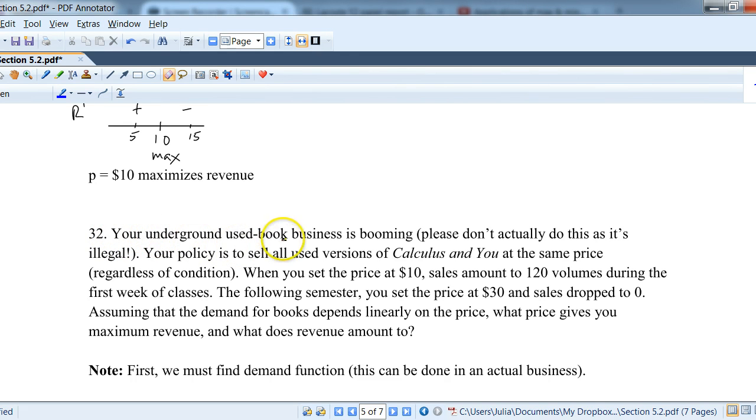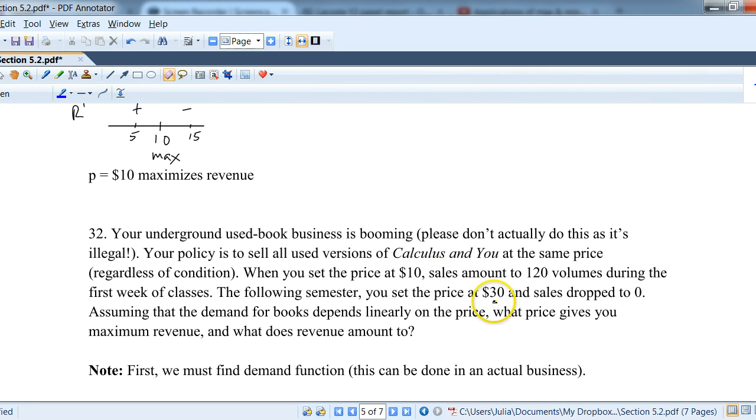Your underground used book business is booming. Again, I'm not sure about the legality of this, but textbook publishers tend to frown upon that, so just keep that in mind. But your policy is to sell all used versions of Calculus at the same price, regardless of condition. How nice. But anyway, when you set the price at $10, and that actually applies to any business situation, maybe we'll have a little bonus assignment doing something similar.